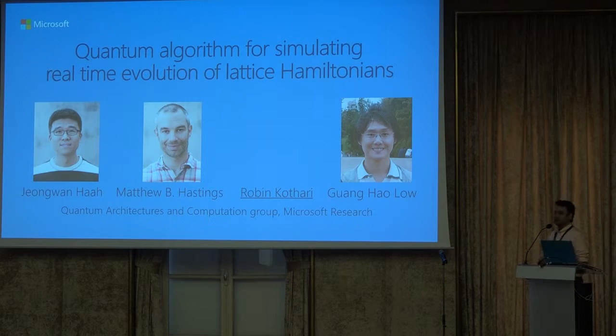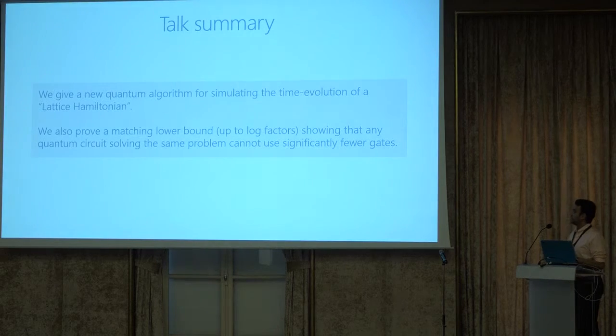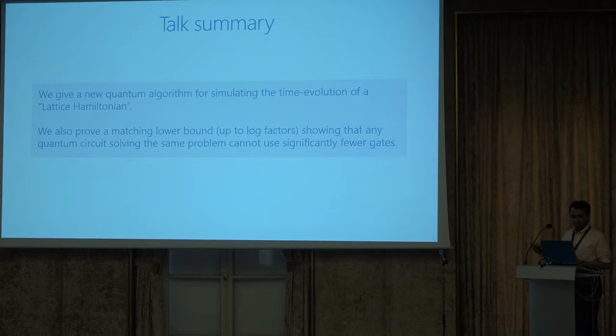All right, so let me start with a one-slide quick summary of what this talk is about. We give a new quantum algorithm for this problem of simulating the time evolution of a lattice Hamiltonian. And we also prove a matching lower bound that, up to log factors, essentially no quantum algorithm can do better than our algorithm, in the sense that it cannot use fewer gates. And this is an unconditional lower bound, doesn't make any complexity theoretic assumptions.